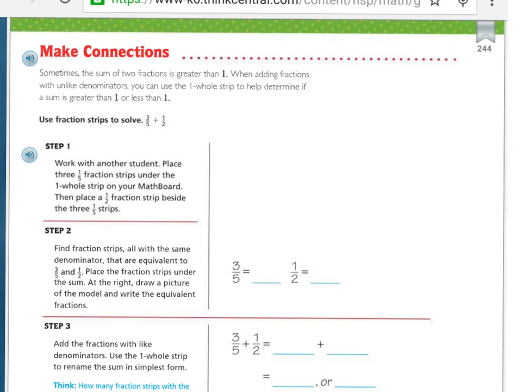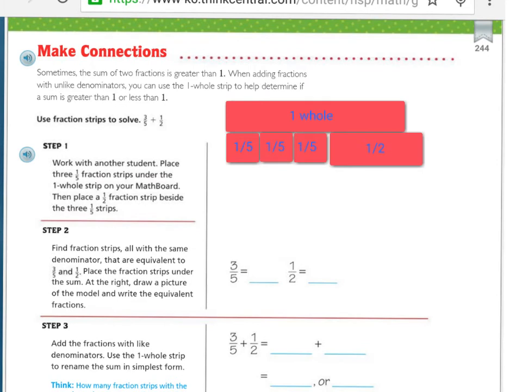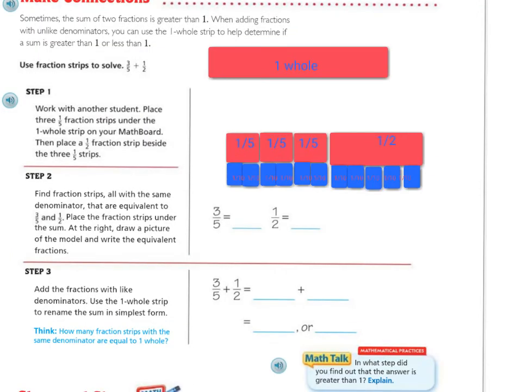I'm going to try and draw it, and hopefully I can be as close to exact as possible. Okay, so as you can see, I have my one whole right here, and then I have 3 of the 1/5, and then I have my 1/2, and it goes past the one whole, so I know my answer is going to be greater than 1. So then I have to find a tile that can fit underneath the 1/5 and the 1/2 equally, and the tile that I found was 1/10.